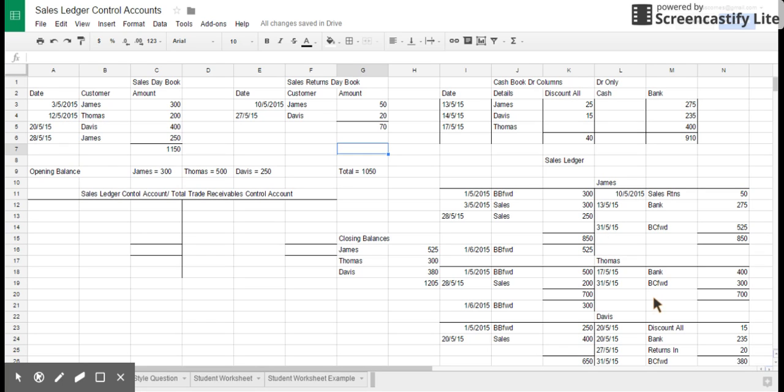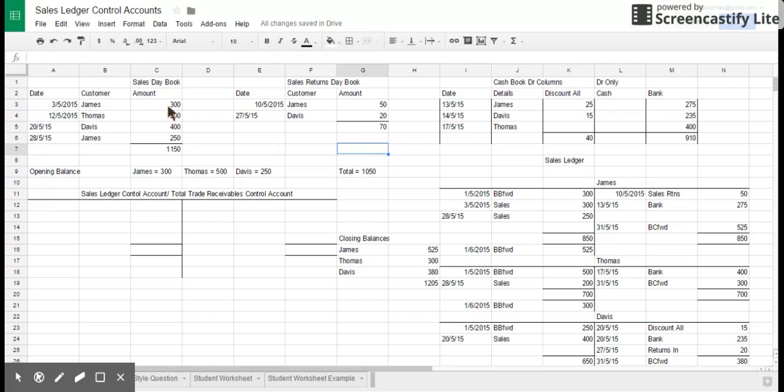Hi ladies and gents, what we're going to look at today on this podcast is the sales ledger control account. It's also often called the total trade receivables control account, or possibly the trade receivables control account, depending upon which specification you're doing. The basic reason for this is that it's a way of checking that we've made all the correct entries from all the daybooks into the sales ledger.